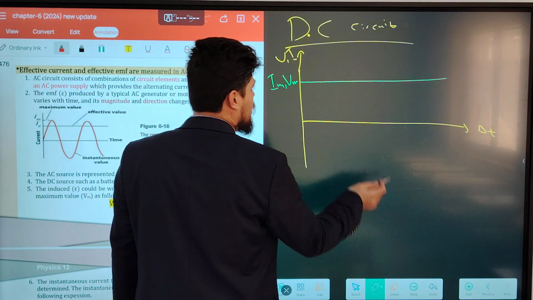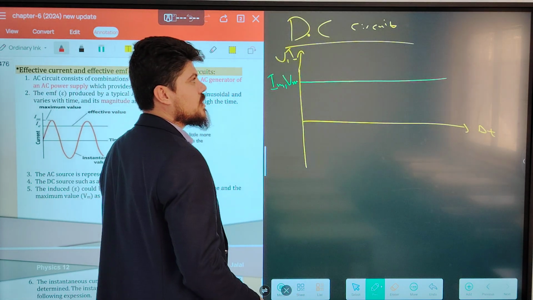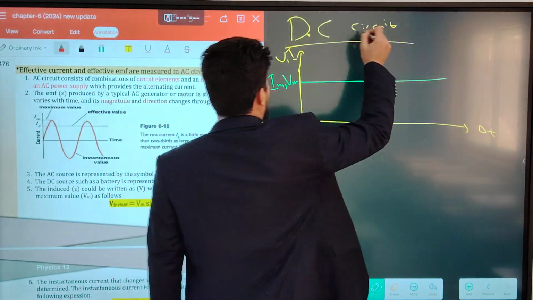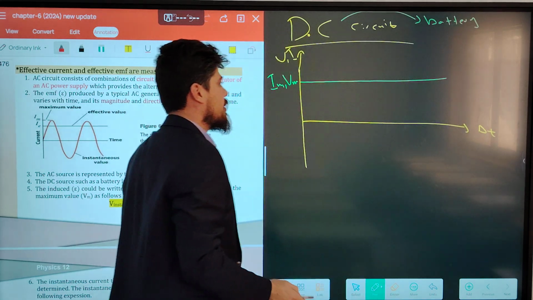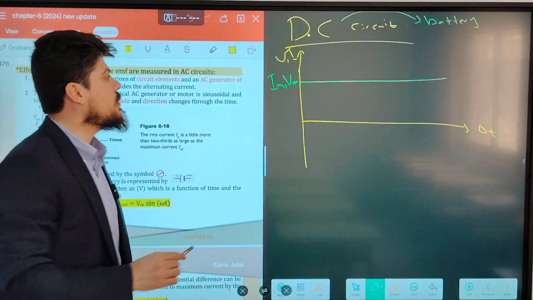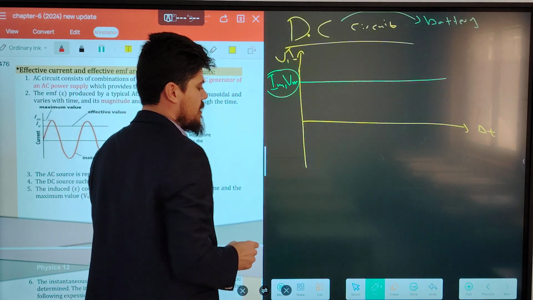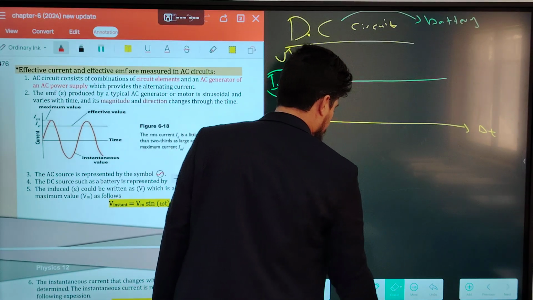We don't have effective value in a DC battery. When we say DC circuit, we mean DC of a battery, not DC pulsating current. We don't have instantaneous values, only V maximum and I maximum.